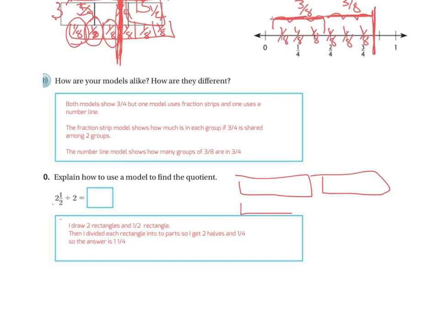So I have 2 1/2. And then I'm going to divide them by 2. So if I cut this one in half by 2, that one in half by 2, and this one in half by 2, I'm going to get a half here and a half here, which is a whole, and I'm going to get a quarter. So I have 1 1/4.